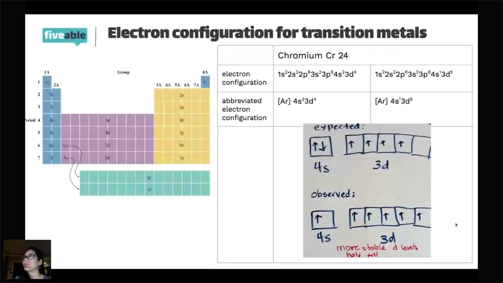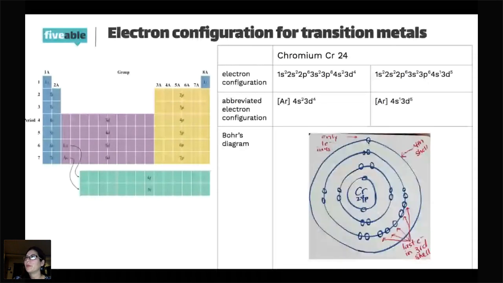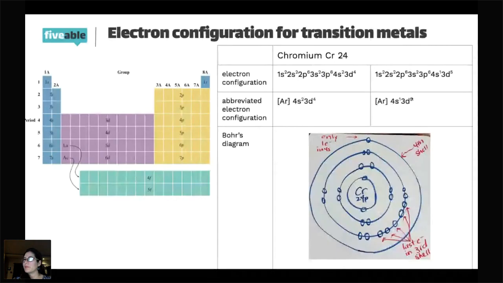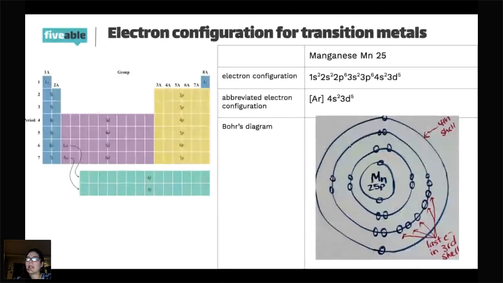Okay, let's move on. If we do so, again, the Bohr diagram for chromium, considering this stability, it would be only one electron on the fourth shell, and the 5 electrons that come last will be added to the third shell. Okay, manganese, which the location is here, we will follow the same pattern, placing the last ones on the third shell.